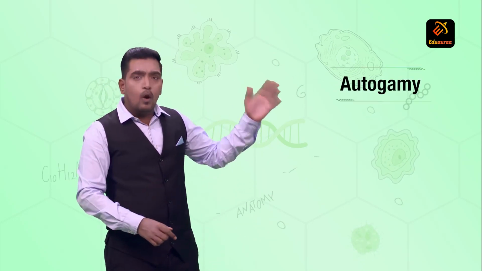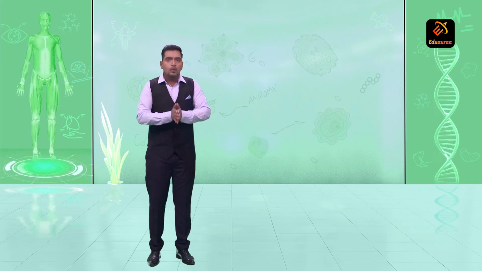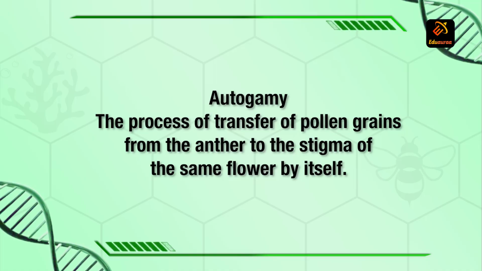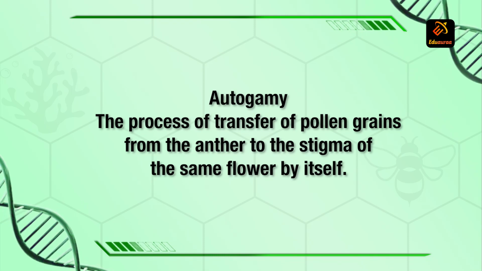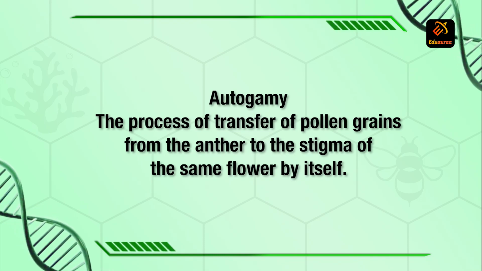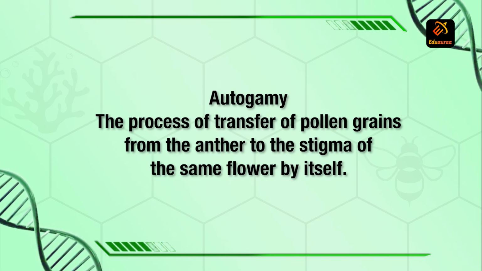First, autogamy. So how can you define it? The process of transfer of pollen grain from anther to the stigma by itself is autogamy.